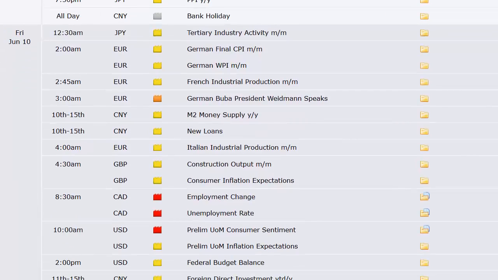PPI out of Japan. Bank holiday out of China again, so they're basically off the back half of the week. Tertiary industry activity in Japan. German final CPI and WPI. French industrial production. Money supply out of China and new loans. Italian industrial production. Canada's got their unemployment rate. U.S. has its University of Michigan sentiment number, and then the budget balance number.